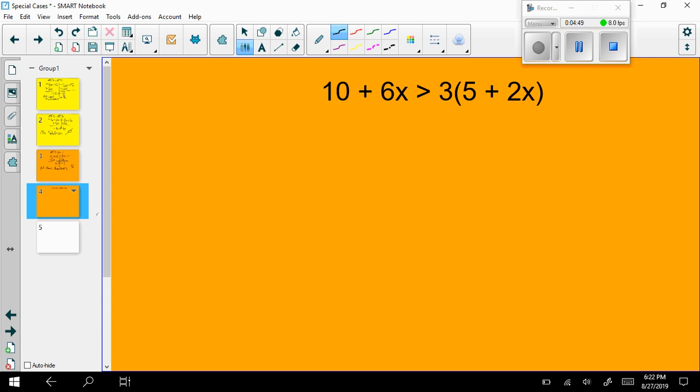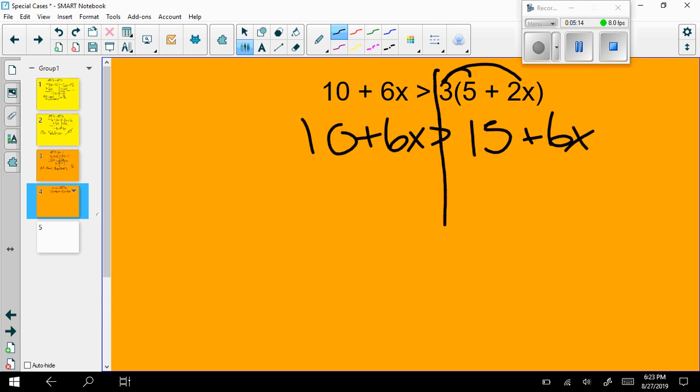Now our last example, same as the other ones, we're going to approach it the same way. Our goal is to get all our x's on one side. So first, I need to distribute this 3 to the 5 plus 2x. So I'm going to bring down the 10 plus 6x and then distribute the 3.